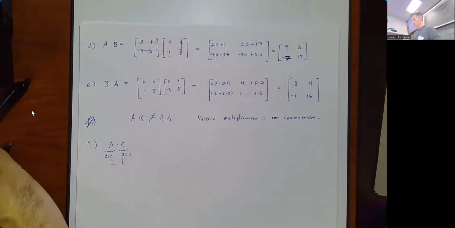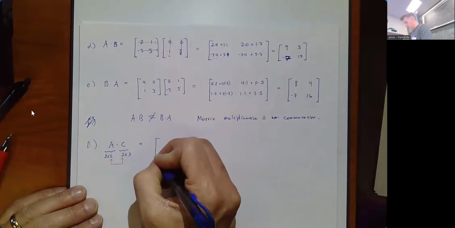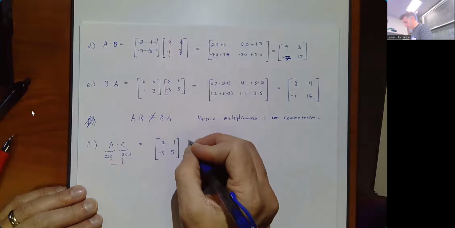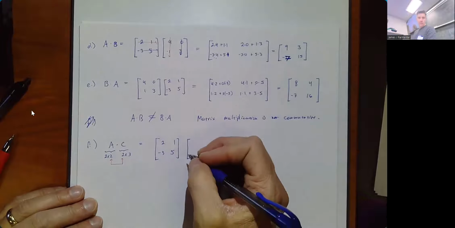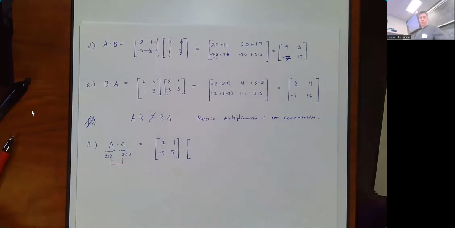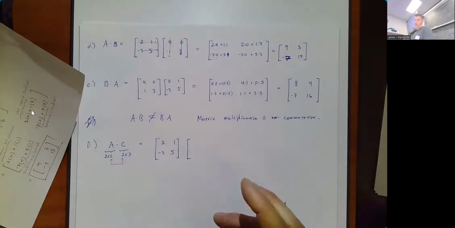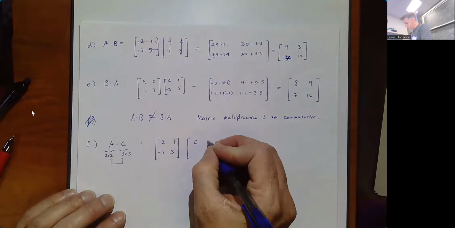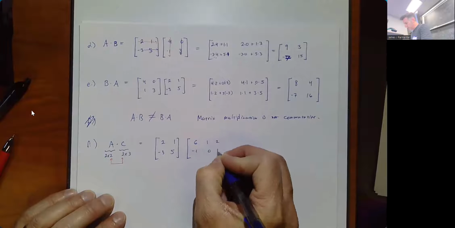Let me show you. So the matrix A is the matrix 2, 1, -3, 5. And the matrix C was, I forgot what it was. I'm sure I've written it down somewhere over here. Did I use the same matrices? Let me double check. Sometimes I change things. No, I did not choose them. 6, 1, 2, -1, 0, 1.